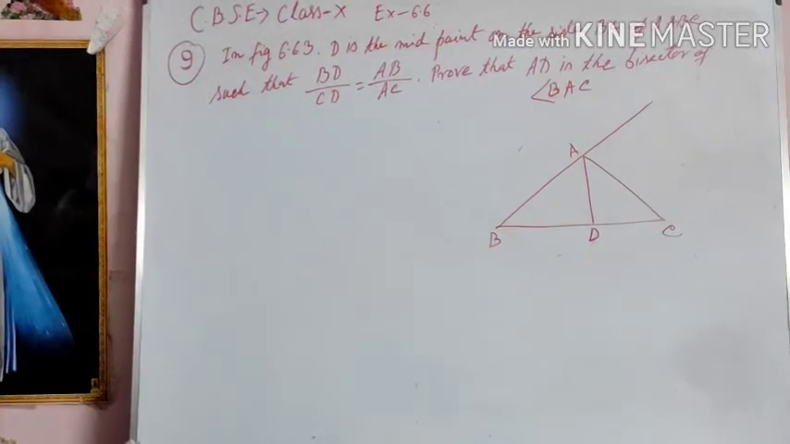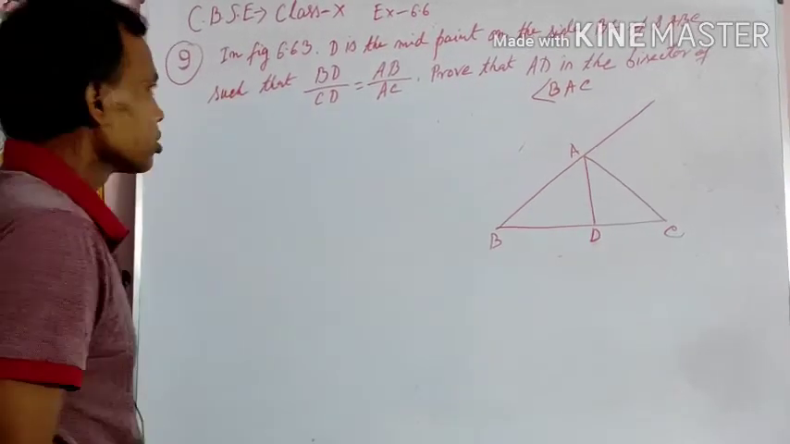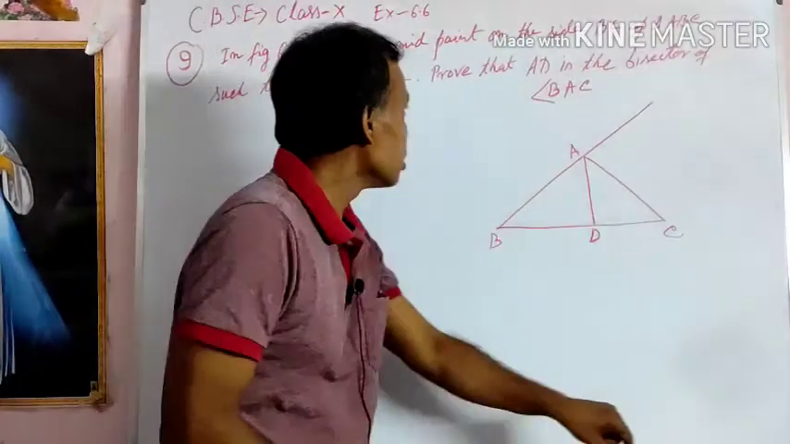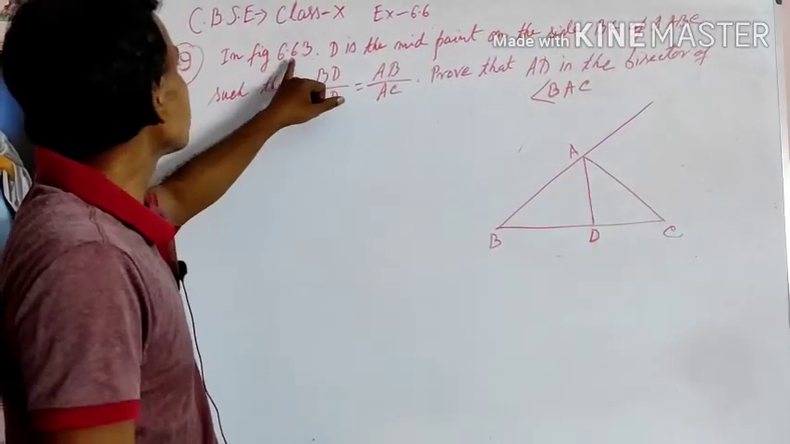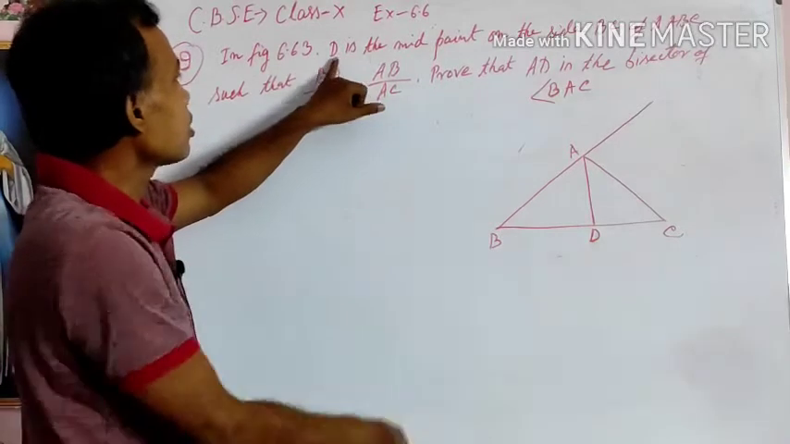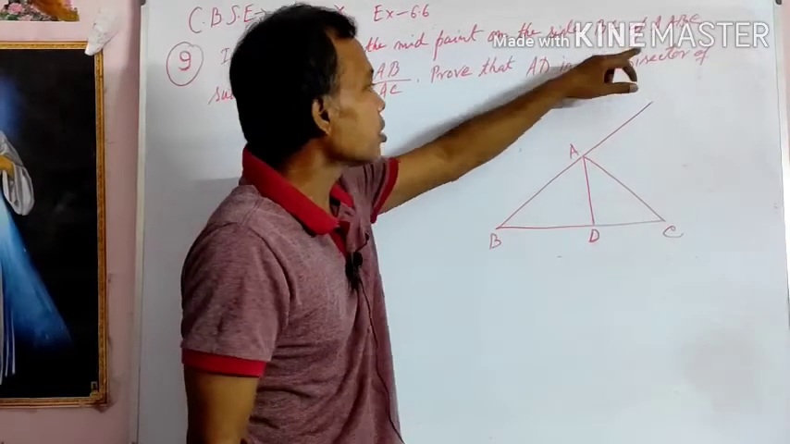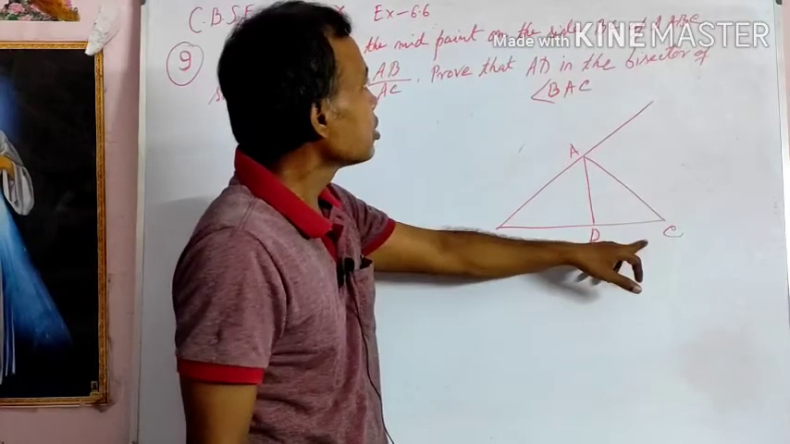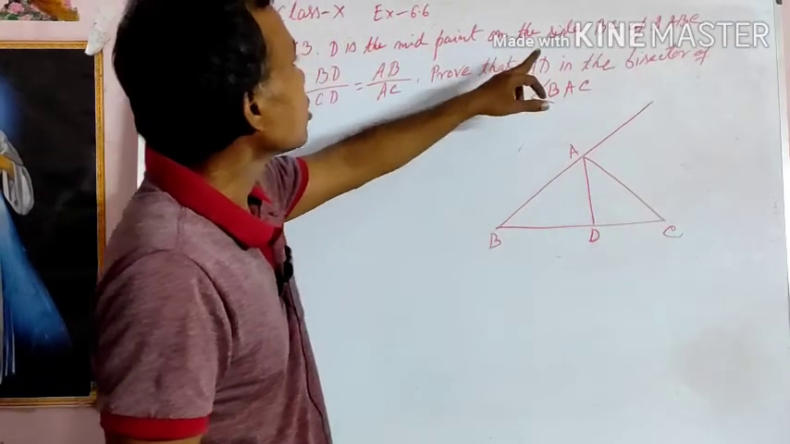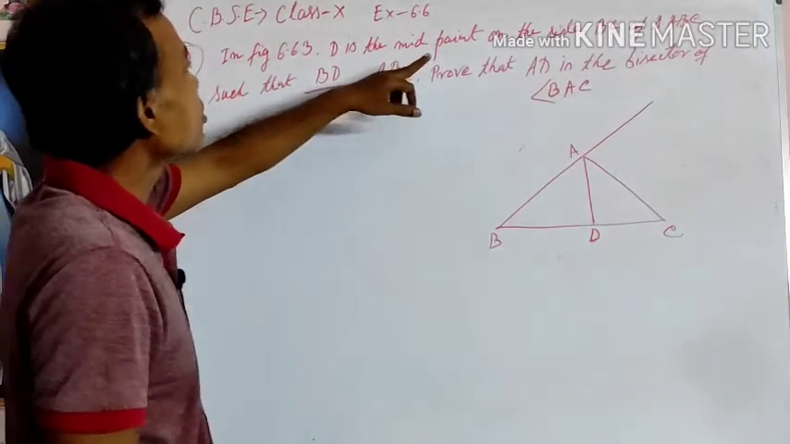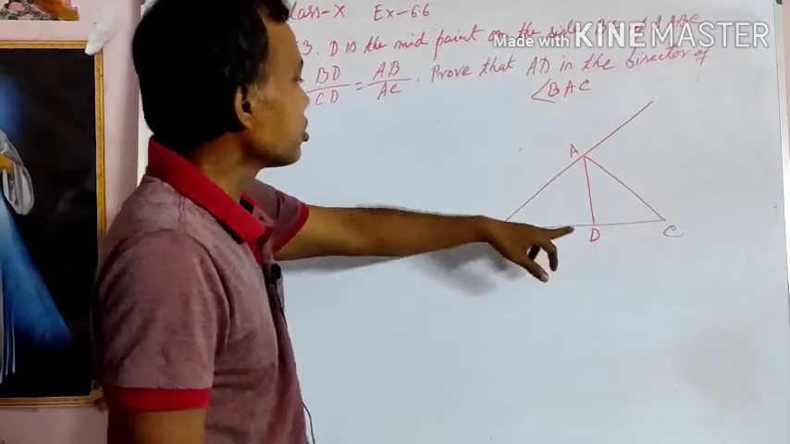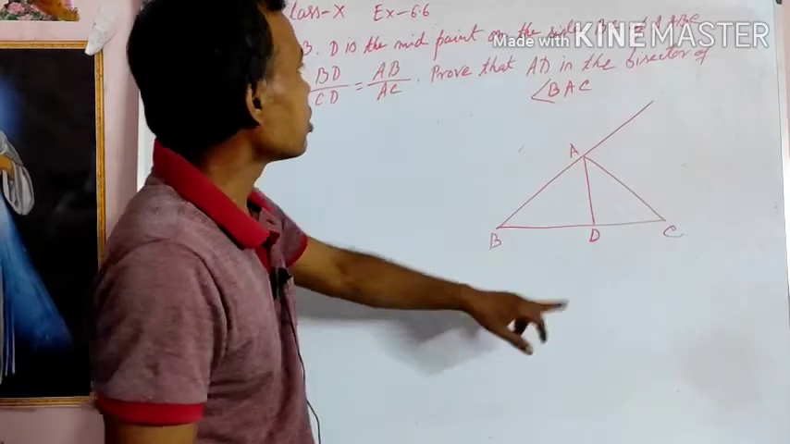CBSE class 10 exercise 6.6 question number 9. In figure 6.63, D is the midpoint on the side BC of triangle ABC.